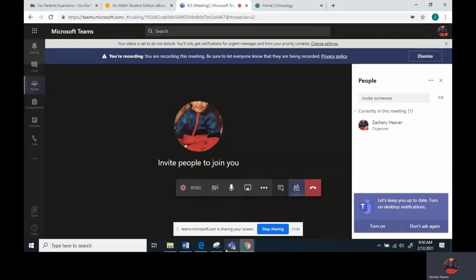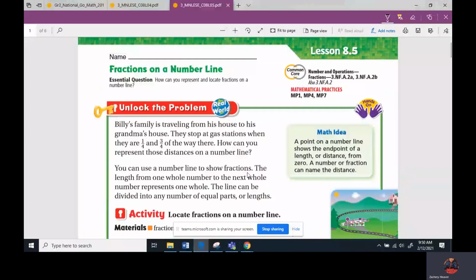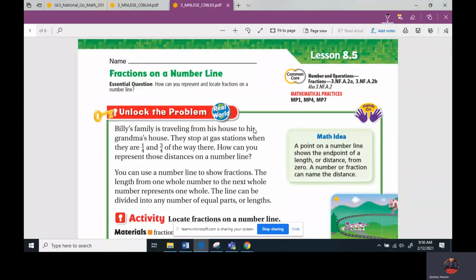Okay, so right now we're going to be looking at 8.5, which is fractions on a number line. And guys, a fraction on a number line looks identical to a regular number line, except they're fractions.